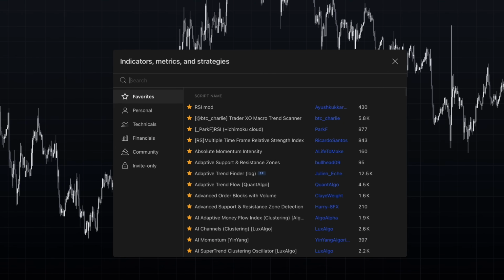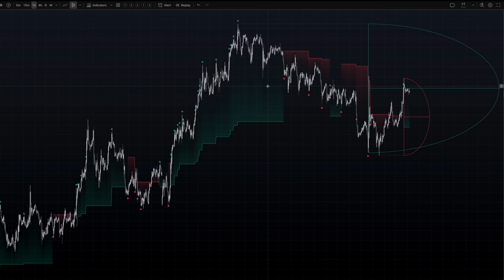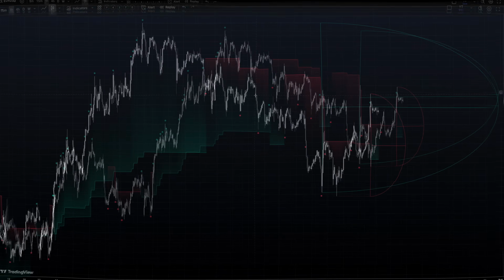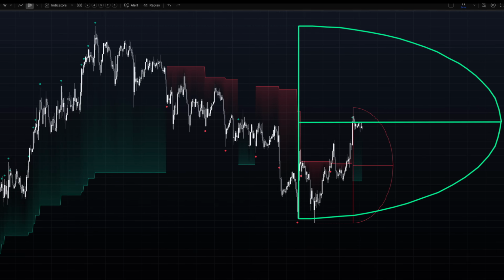D-shaped breakout signals. Created by LuxAlgo, this Pine script indicator generates D-shaped arc patterns based on swing highs and lows to identify potential breakout opportunities. The system constructs mathematical arcs using quarter circle calculations between significant price pivots, creating distinctive D-shaped formations that highlight areas of price compression and expansion.